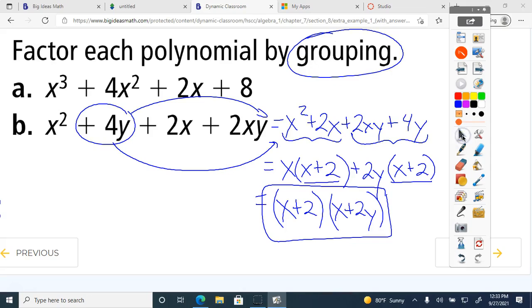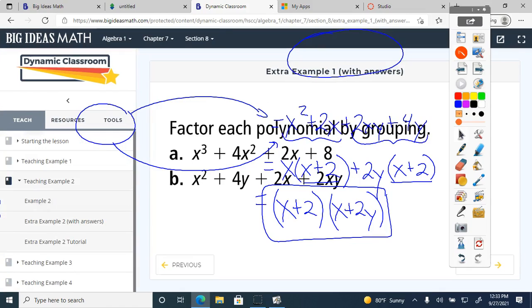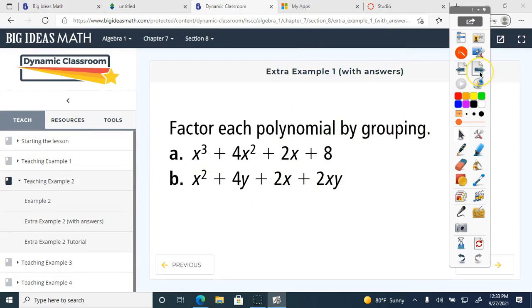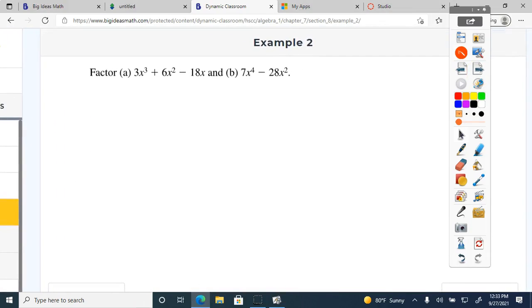Example type number 2. Yo, you gotta chill out. I'm trying to write. Writing a 4, it looks like an 8. All right.